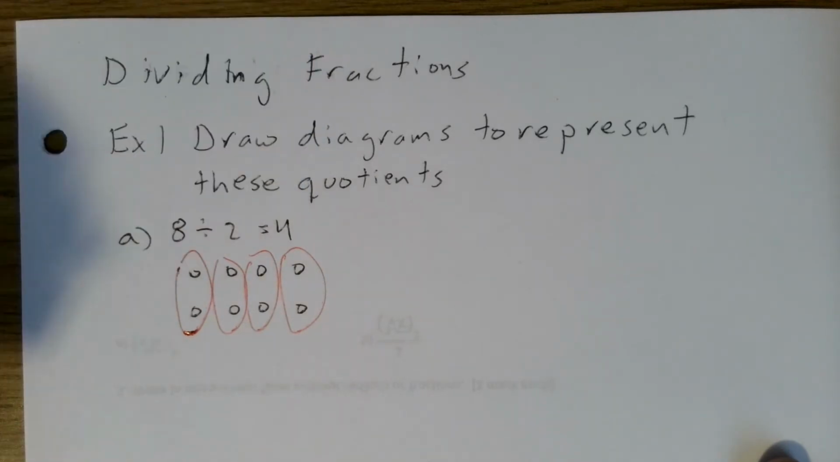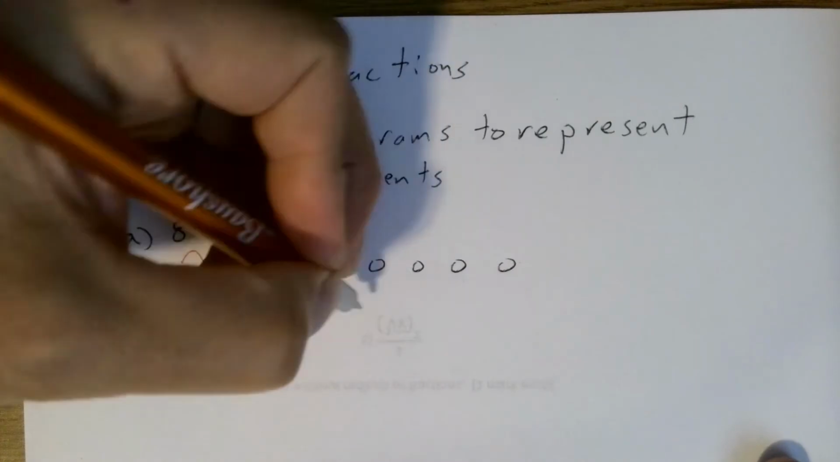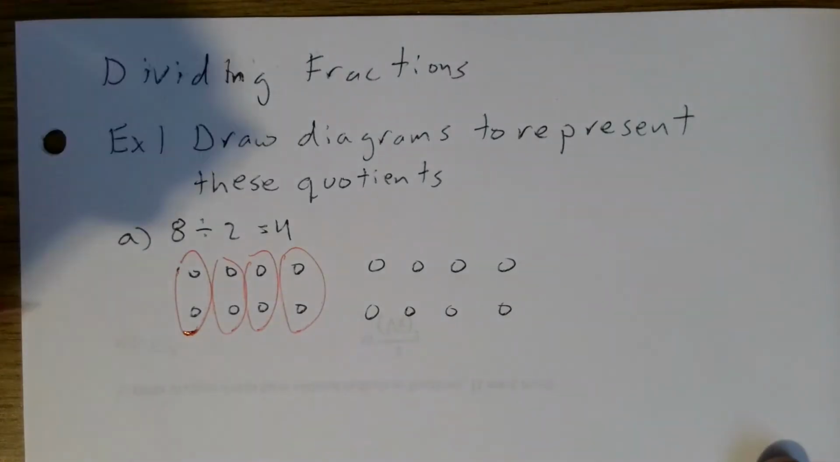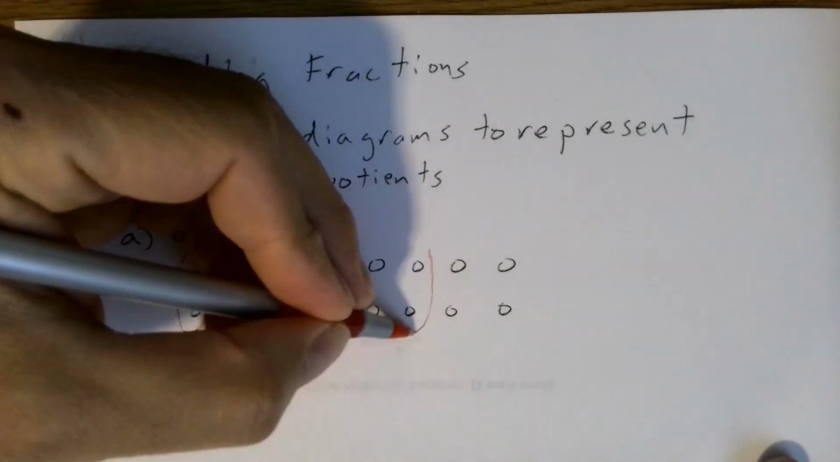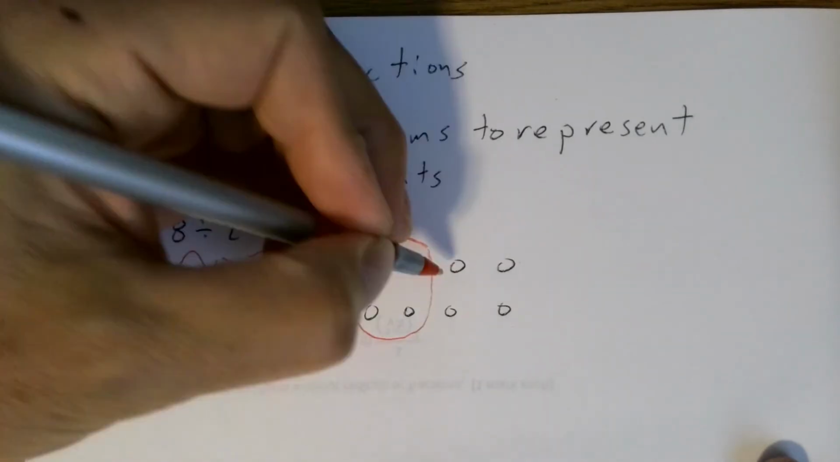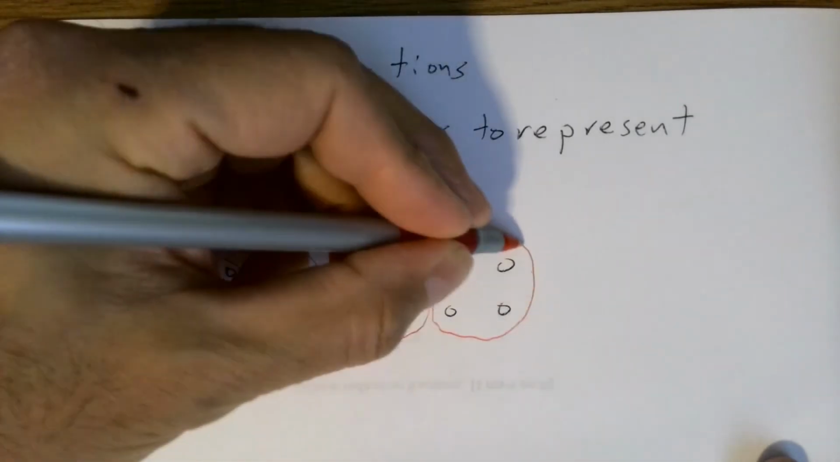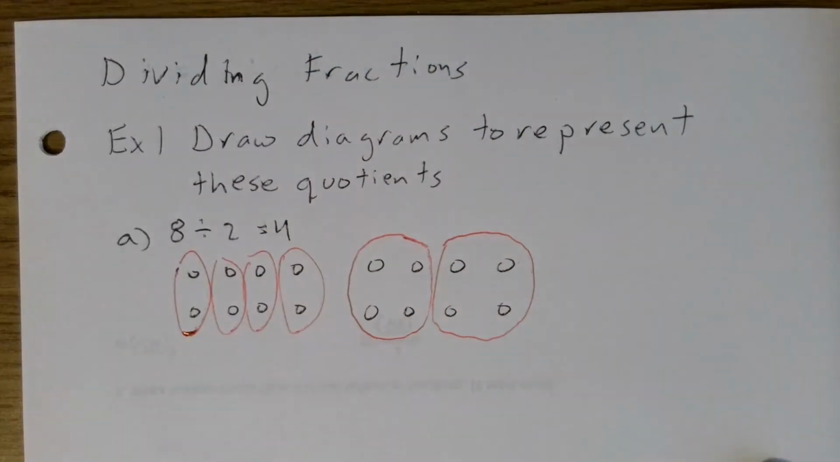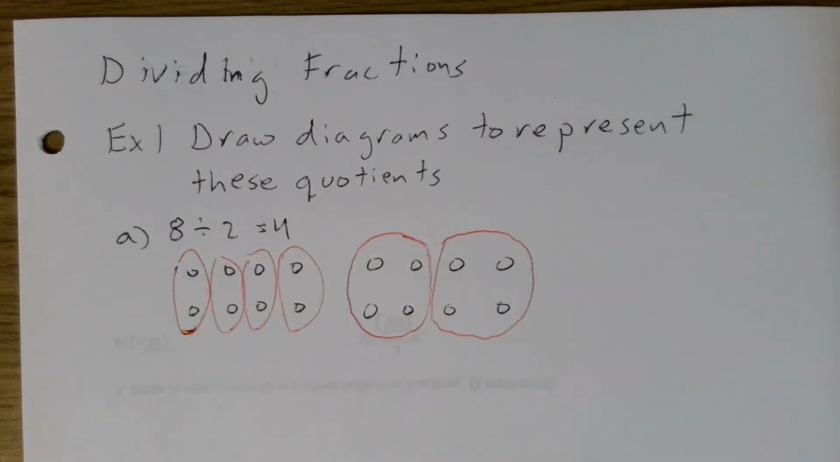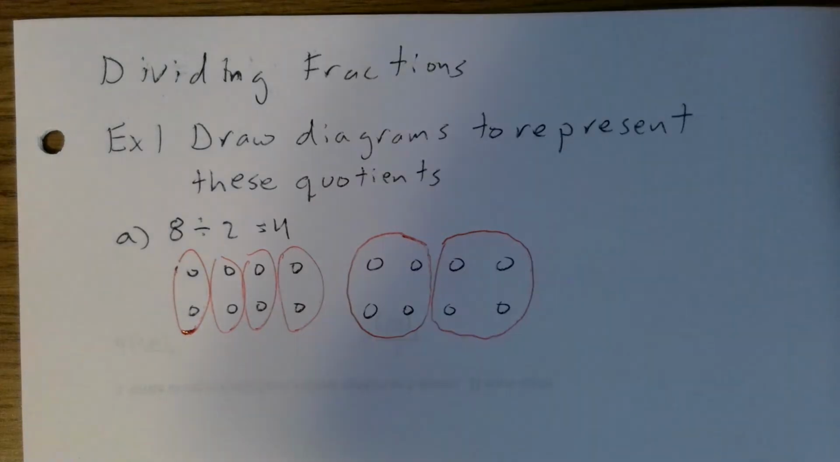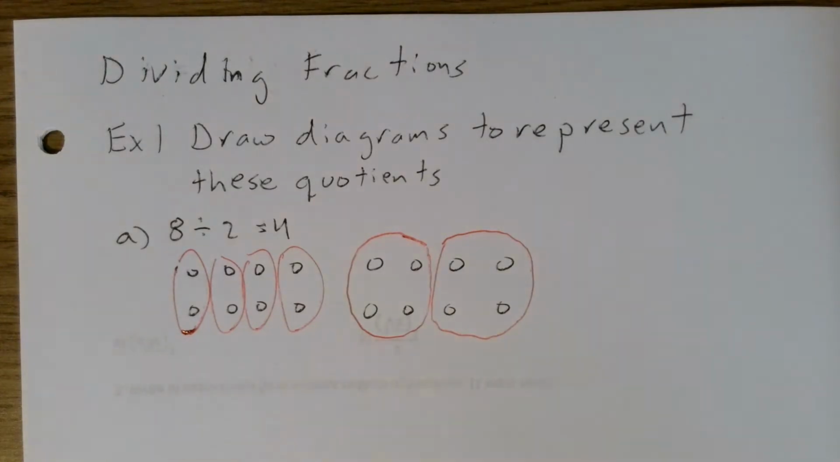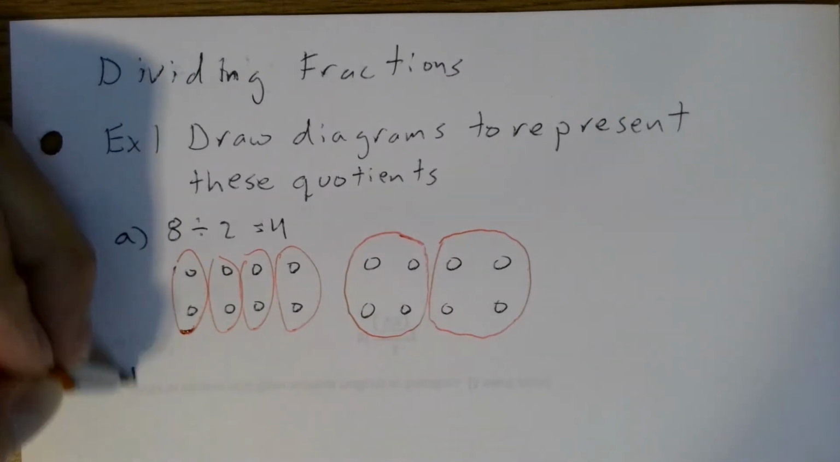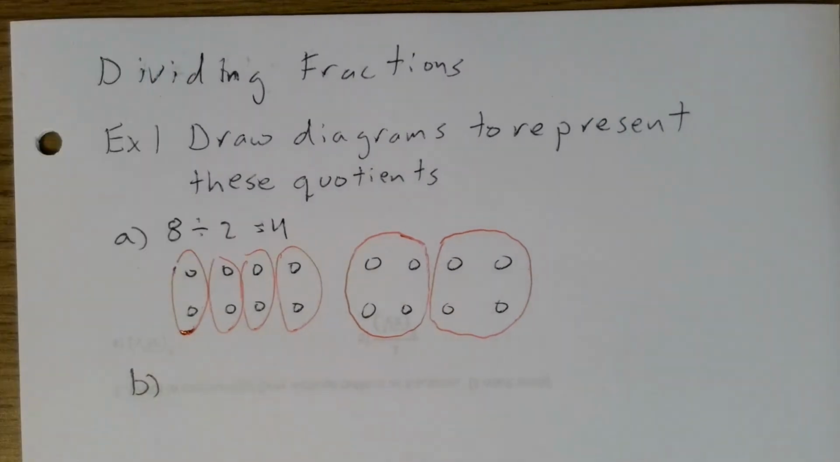The other way we can do it, there's my 8 things. Dividing by 2, I can divide it into 2 equal groups. And of course we end up with 4 in each group, so our answer is 4. So there's the 2 ways we can represent dividing with a diagram. When it comes to dividing using fractions, we're going to decide which one is going to be the easiest to think about. We don't need to do both.